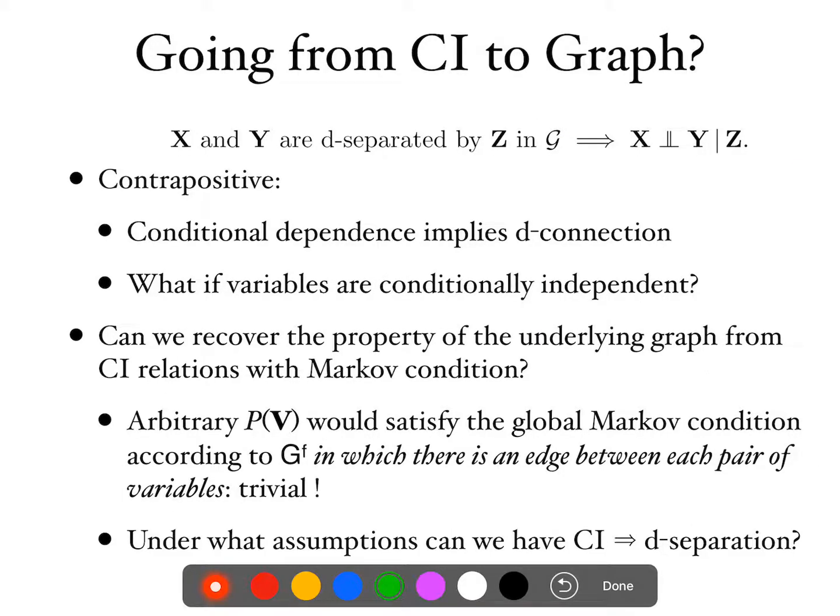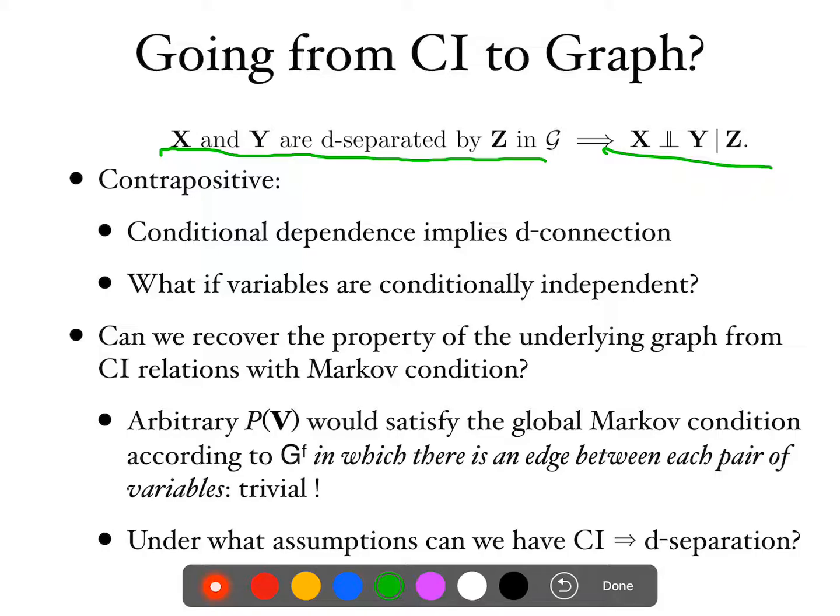However, now we want to go in the reverse direction, right? We want to go from independence relations to the causal structure. What can we do? So far, we have no idea, right? So here you can see if they are D-separated, this is the property of the graph. Then, according to the Markov condition, local or global, we know that X and Y are conditionally independent given Z. This is very clear. But if you want to recover the information from the graph, what can you do?